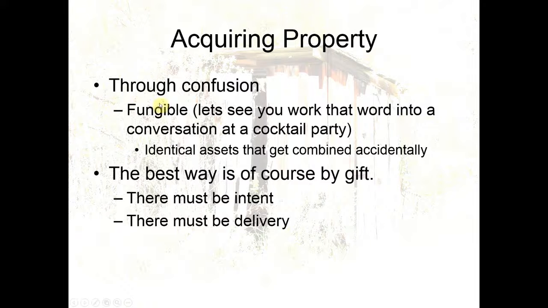Again, through confusion, right, and we call that fungible assets, okay, identical assets that might get combined accidentally, and that was kind of the grain example that I gave you. Best way, of course, like I said, is by gift, and there has to be intent for a gift to take place. There has to be intent, and there has to be delivery.